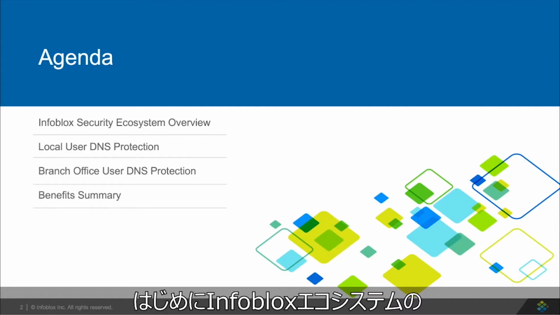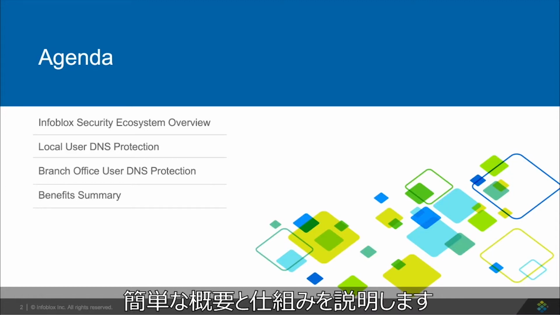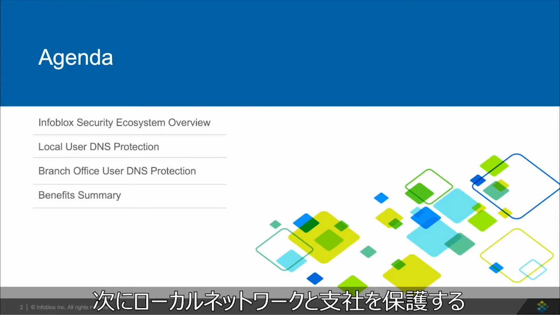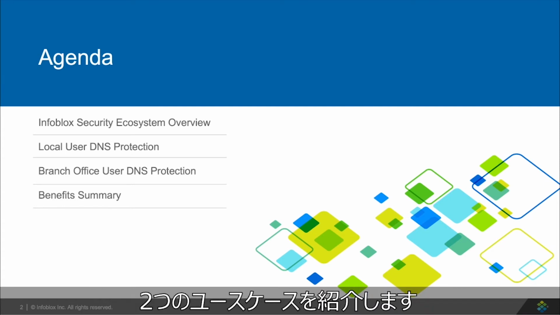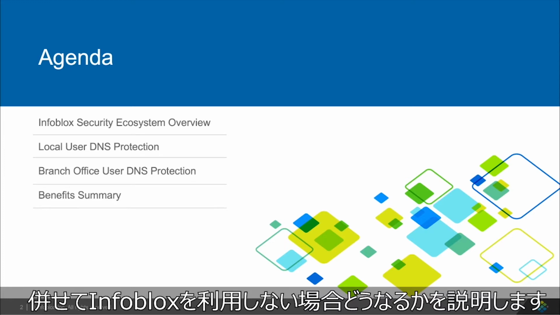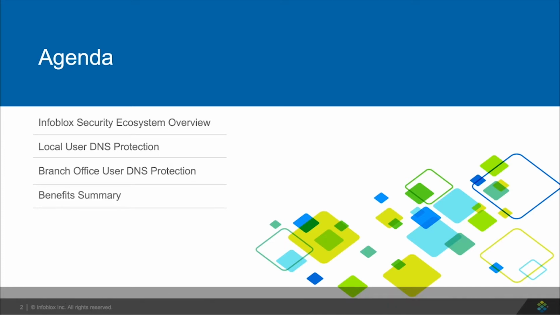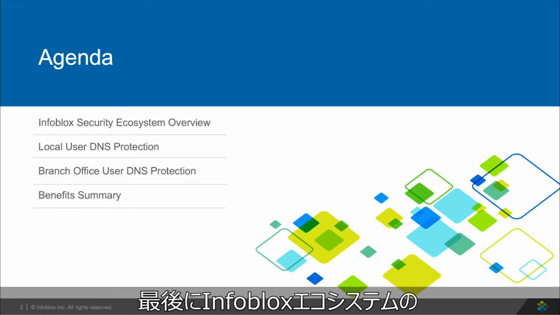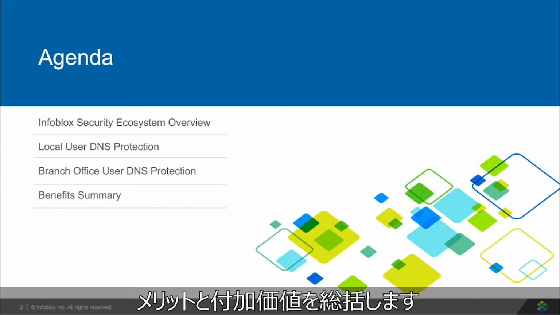First, I'll give you a brief overview of Infoblox's ecosystem and how it works. Then, I'll talk to you and show you two use cases on how you can protect your local networks and branch offices, as well as show you what happens when you don't use Infoblox. Finally, I'll briefly summarize the benefits of Infoblox's ecosystem and the value of what I'll be showing you.